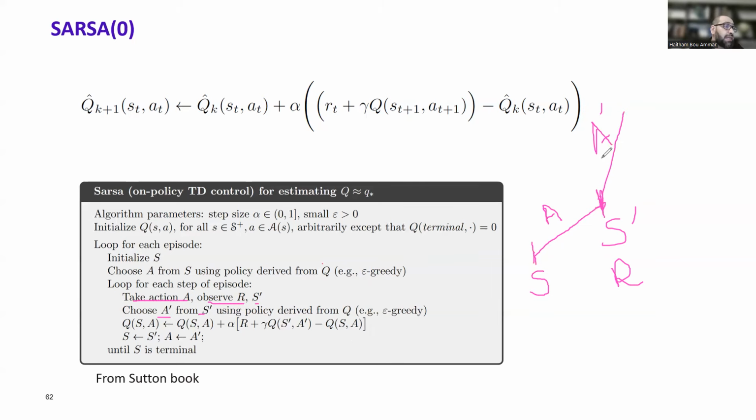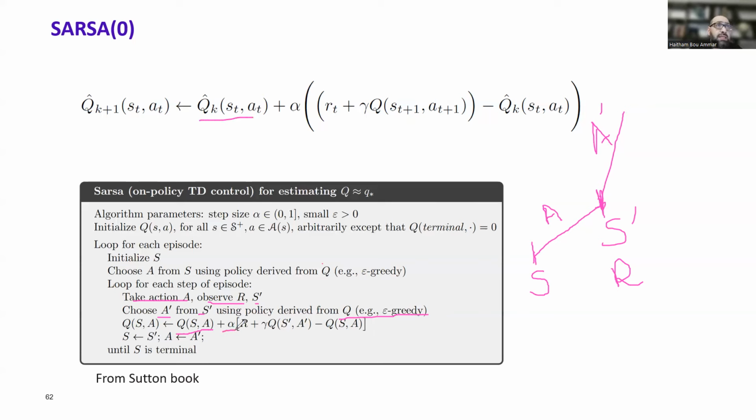And the way I'm going to take this action A prime is again by being greedy in the current Q estimate. So as I've taken an action here, I've taken action again here. And now instead of doing the max as I used to do in Q Learning Zero, now what I'm going to do is I'm going to just have the Q, which is the same as we had before.